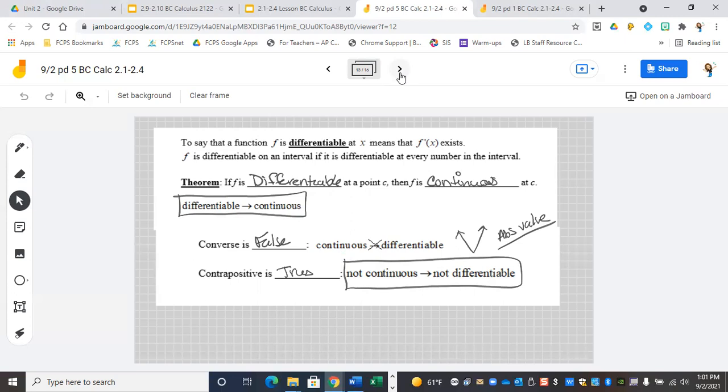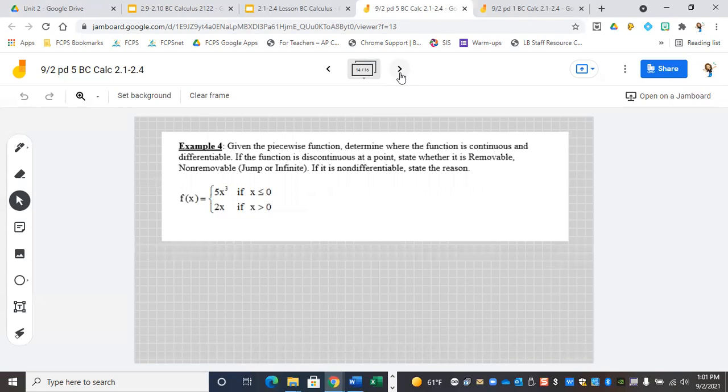They love to ask questions like piecewise functions about continuity and differentiability. So here's an example of your piecewise function. Determine whether it's continuous and differentiable. When you're asked about continuity and differentiability, always check for continuity first. Because if you find out it's not continuous, you can stop, you know it's not differentiable. So remember to be continuous.